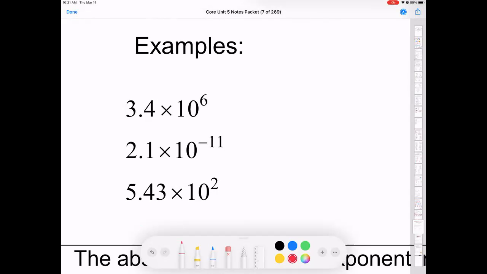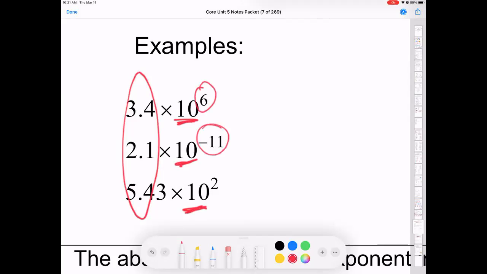So notice all of these numbers are between 1 and 10, right? And then after that, it's being multiplied by 10 every single time. And then that 10 has some exponent, whether it be a positive one or a negative one. Again, if you have a positive, this is going to indicate big stuff. But if you have a negative exponent, this is going to become a small item.